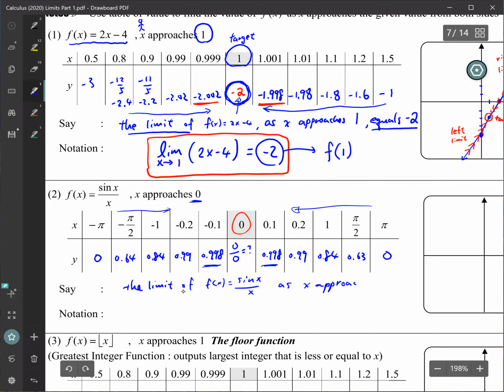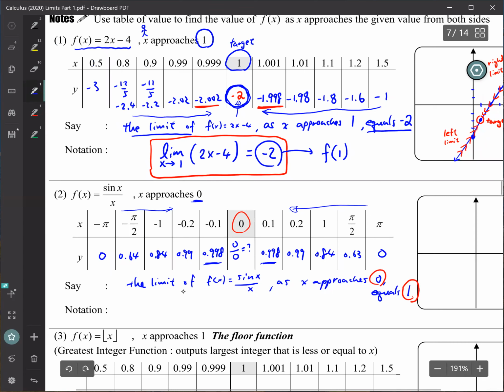The limit as x approaches 0 equals 1. Okay, so the value 1 is always the y value. You're looking for the y as x approaches the other x, right? So you have the person walking down there, and then the kite is flying up there, right? Okay, and then please also write down the symbol as well. If you finished writing the symbol, please raise your hand.